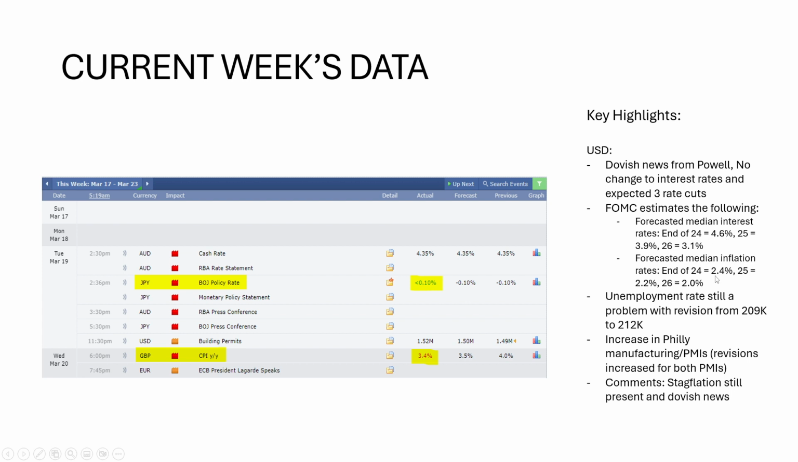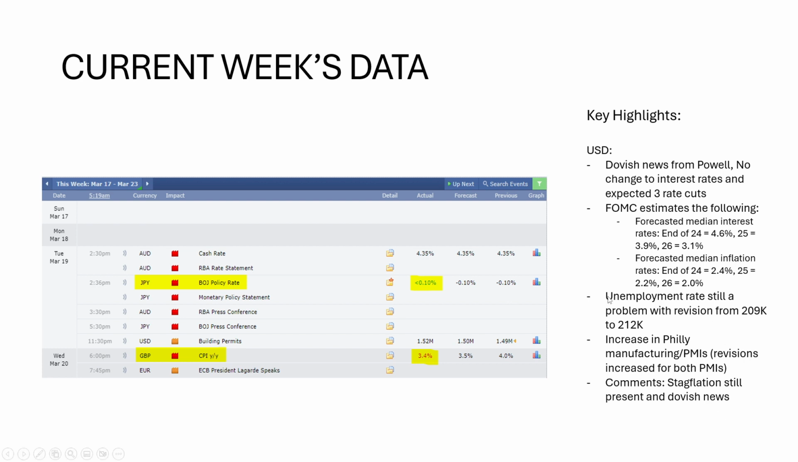Inflation rates 2.4, still not the 2 that we'd want. Then our forecast for 25 is 2.2, and the forecast for 2026 is at that ideal 2. So again, because of this, we've got stubborn inflation for the rest of the year. We've got still high interest rates, but dropping. So that concept of stagflation is still in play, I believe, at least.